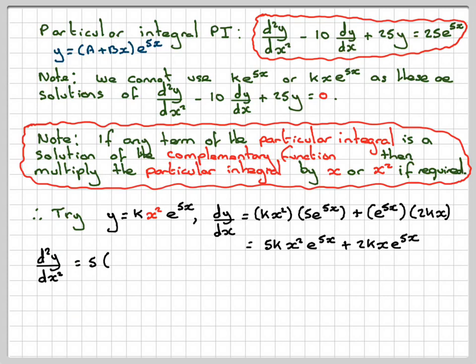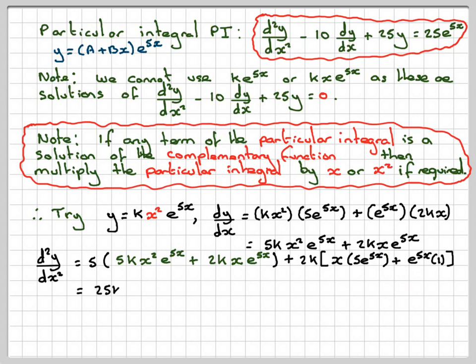For the second derivative, we need to differentiate this again. So what we've got here is 5 times this, so we're just going to write this down again with a 5 outside. That's why it's in green. And now we just differentiate this using the product rule. I'm going to take the 2k out this time and then do x times the differential of e to the 5x, which is 5e to the 5x, plus e to the 5x times the differential of x, which is 1.